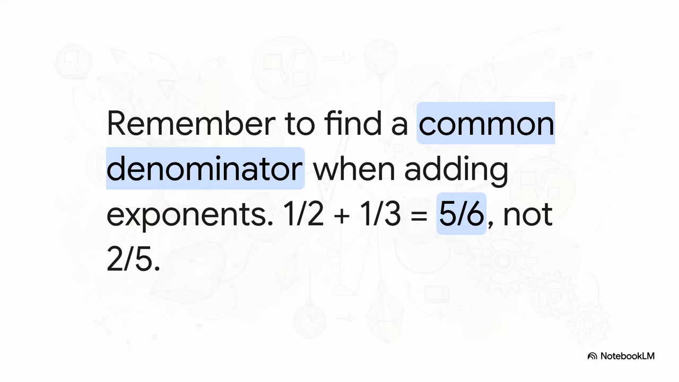The second trap is, well, it's just basic fraction math, but you'd be surprised how many people get caught. When you're adding those fractional exponents, you have to find a common denominator. It sounds simple, but in the heat of a test, it's so easy to just add across the top and bottom. Remember, 1/2 plus 1/3 is 5/6, not 2/5. Don't let a simple mistake like that cost you.